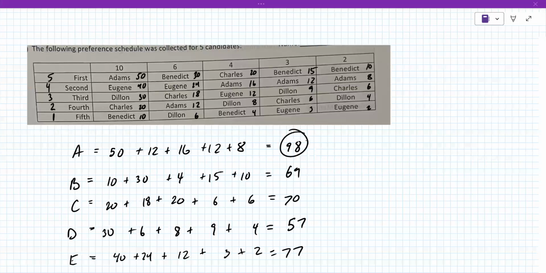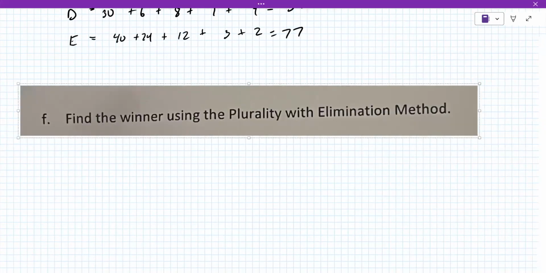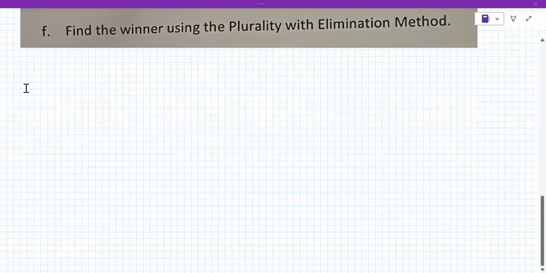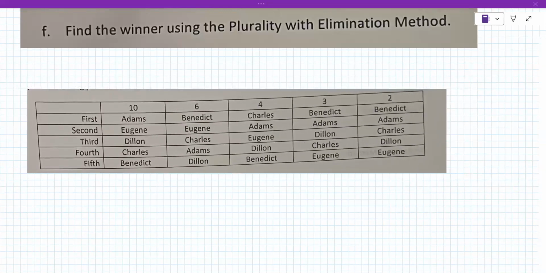Okay. We can now do the plurality with elimination, if you would like. That's letter F. I don't know how many of these we need to go through, but all right, I'm going to grab the table again. Really quickly here, I've got to find a reference for this plurality with elimination. I thought we had done this last time. I think I've got one here.